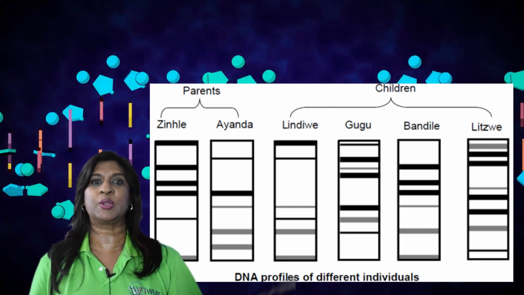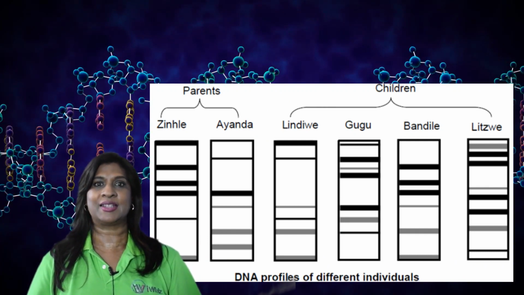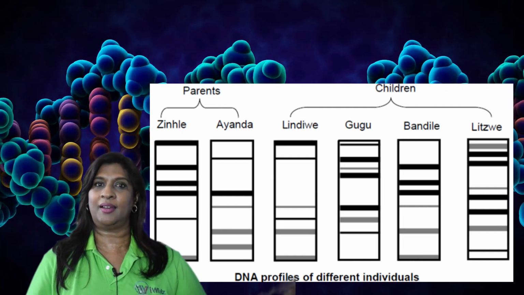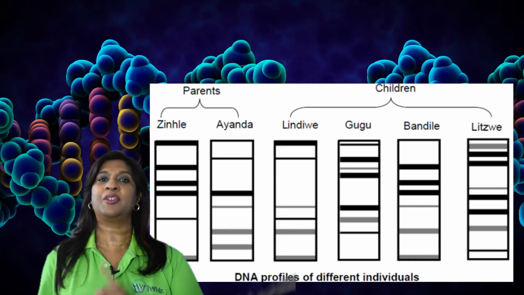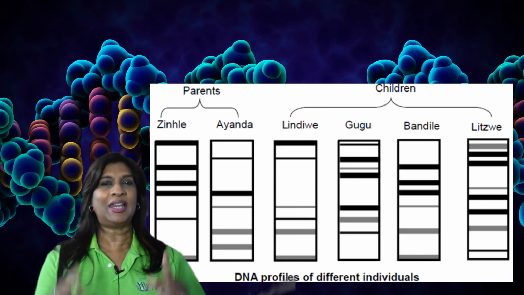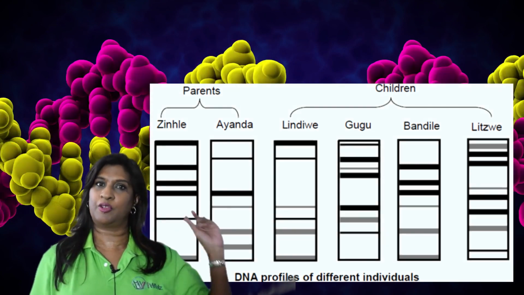So let's look closely, right? So let's look at Zinhle, the mother, and Ayanda, the father. You can see their patterns. And let's look at the first child, Lindiwe. And let's look at each of those bands from top to bottom.